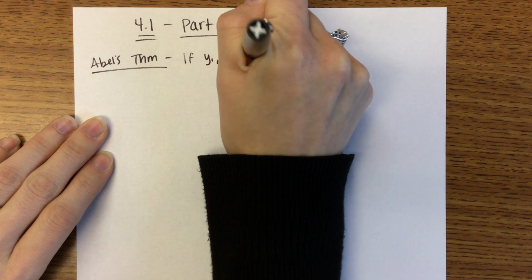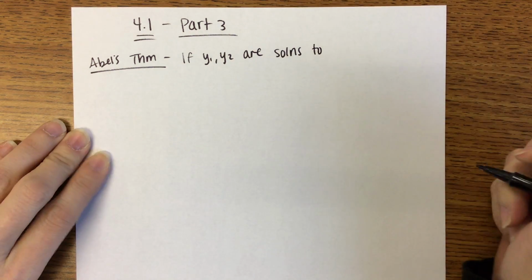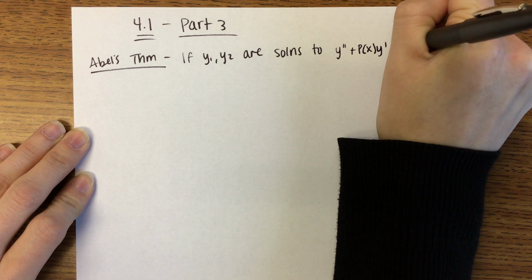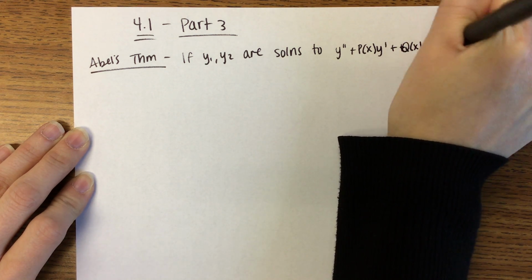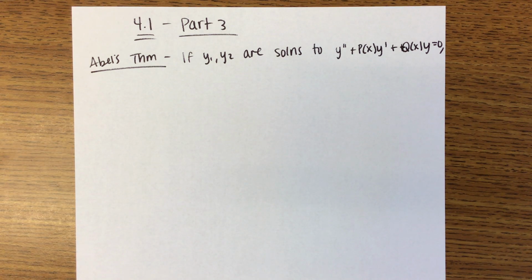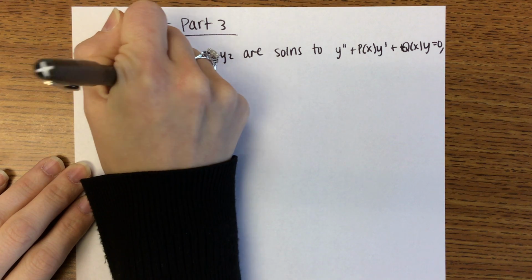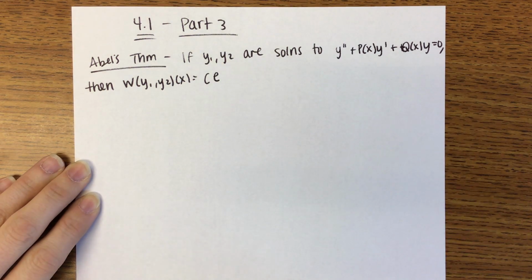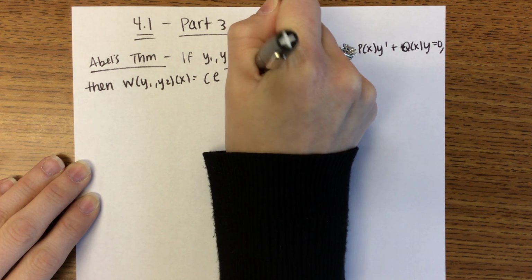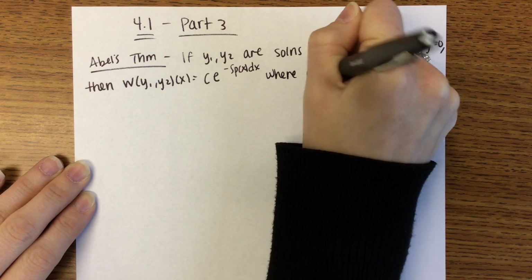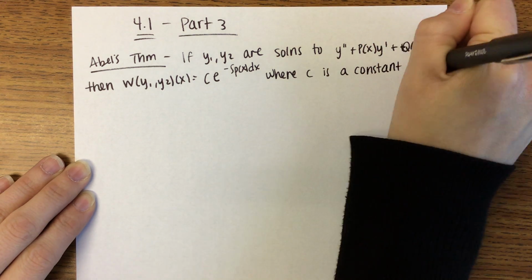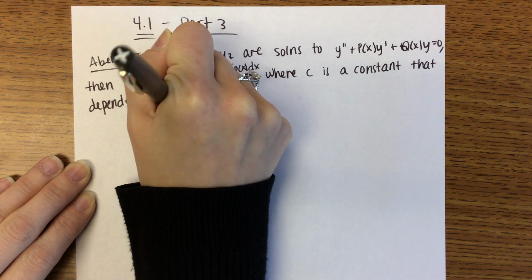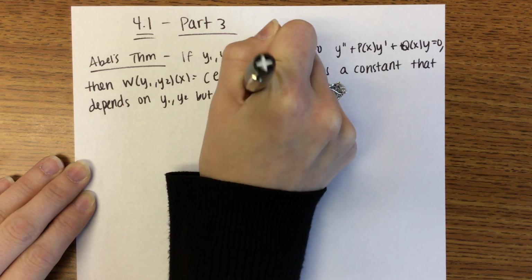If y1 and y2 are solutions to the following differential equation, y double prime plus p of x times y prime plus q of x times y equals 0, then the Wronskian of y1 and y2 is equal to c e to the negative integral p of x dx, where c is a constant that depends on y1 and y2, but not x.